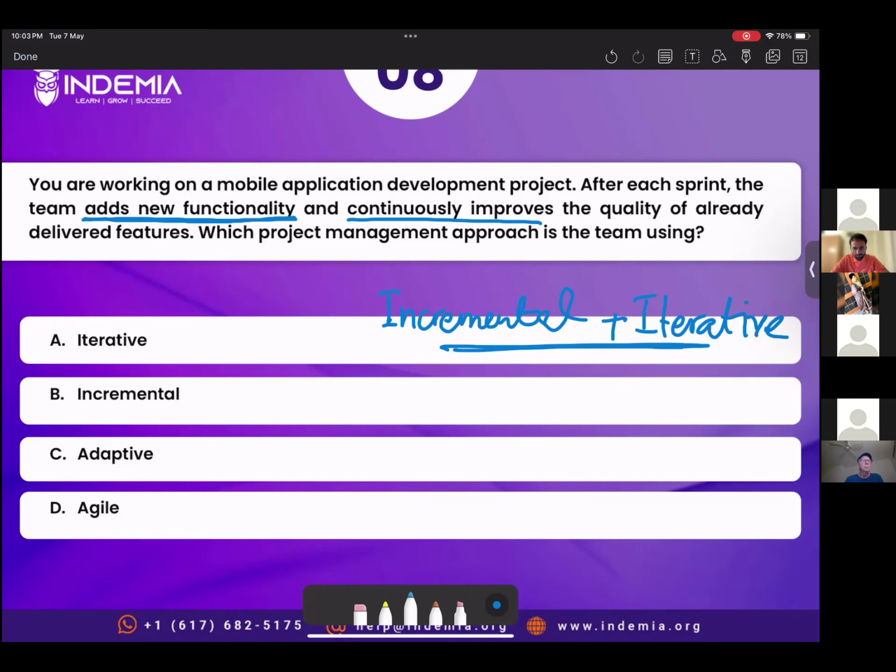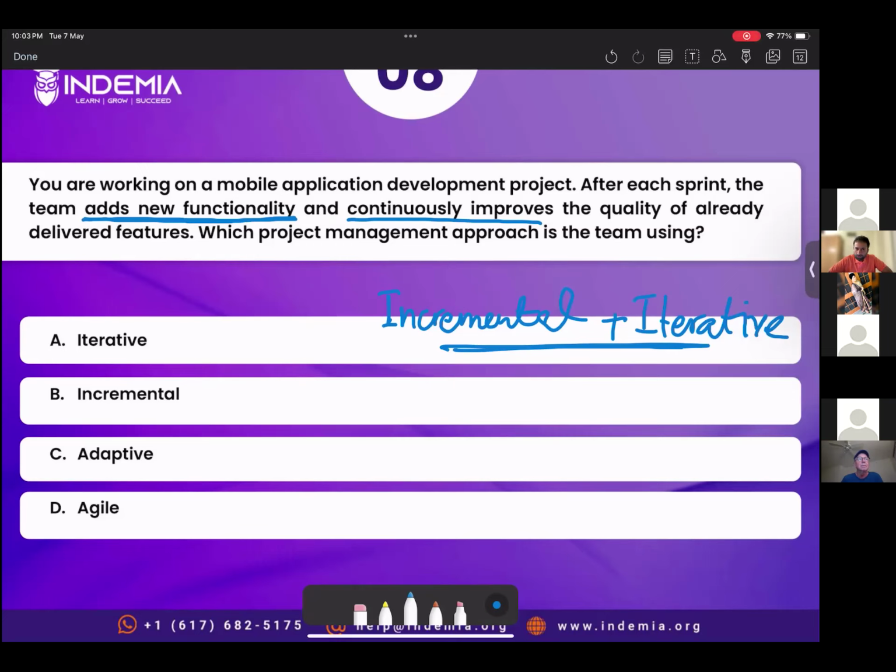Robin, you have chosen option D. Yes, I thought all of them actually fit in, but option D actually gives an overall picture of the entire question. So that's why I went for D.